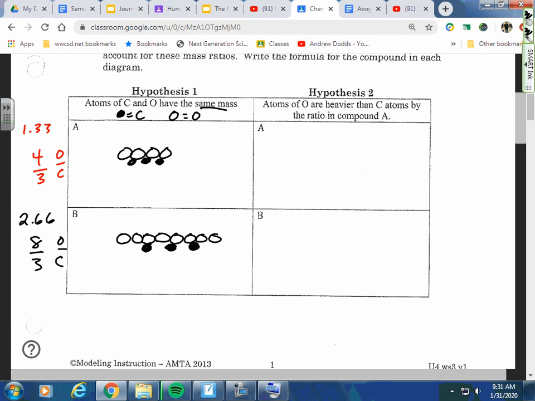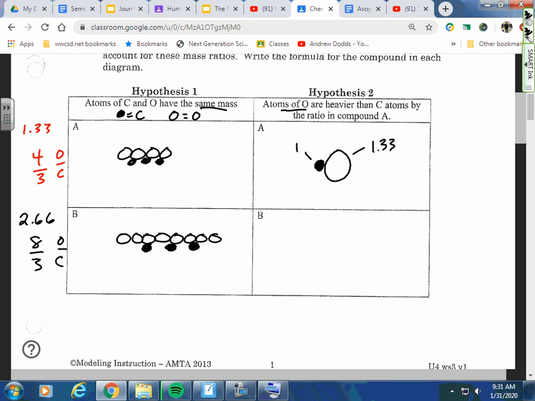All right. Then hypothesis 2 says they're not the same. Atoms of O are heavier than C. So the way we did this was we made a C dot, and then we made a larger dot. You could do it like one of them has a mass of 4 and the other a mass of 3. That would work. I used that 1.33 ratio. I said the smaller one's 1 and the larger one is 1.33. So that would work.